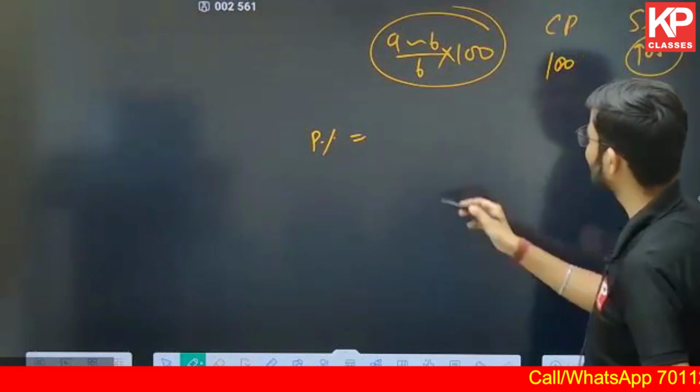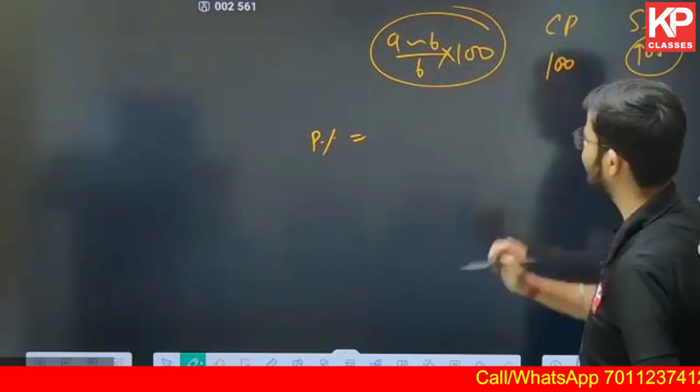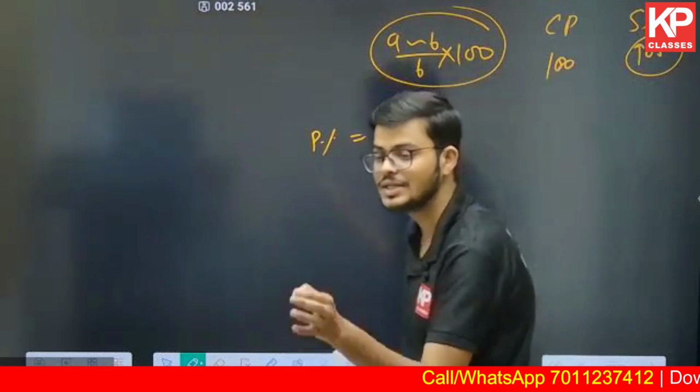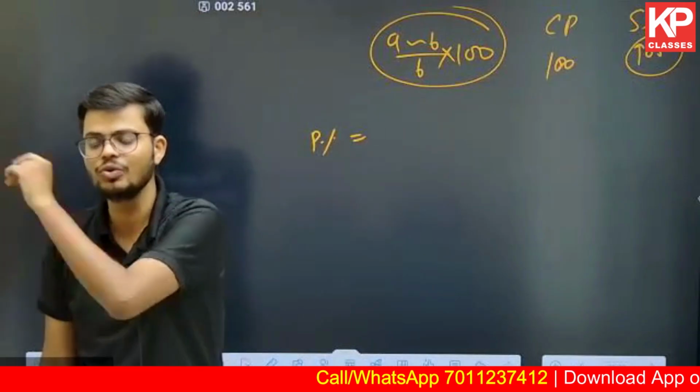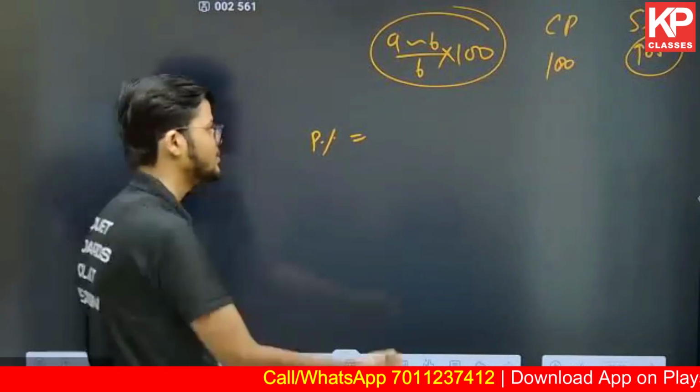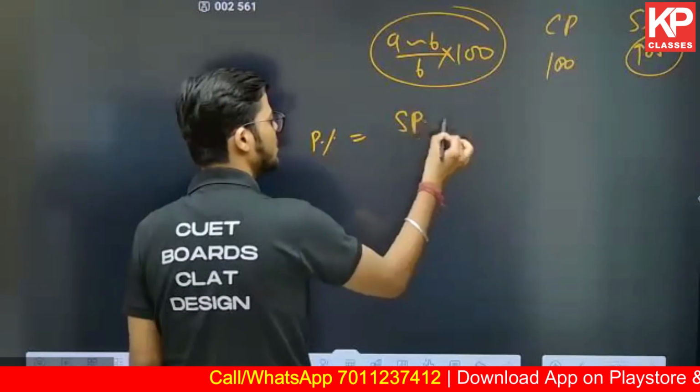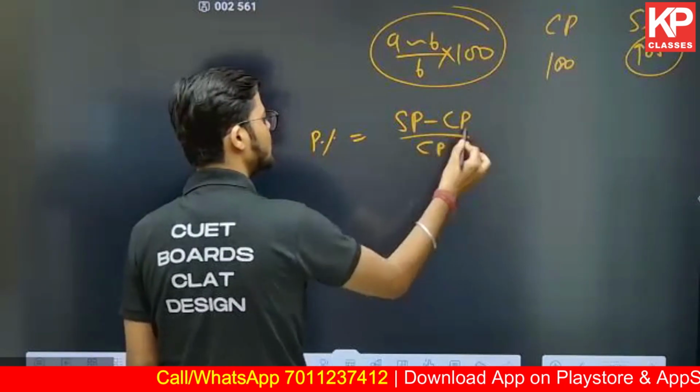Suppose I'm buying a product at 100, I'm selling it at 105. What profit am I making here? I'm making a profit of 5 rupees on 100. So profit percentage is nothing but your selling price is what percent more than your cost price. That means selling price minus cost price divided by cost price into 100.